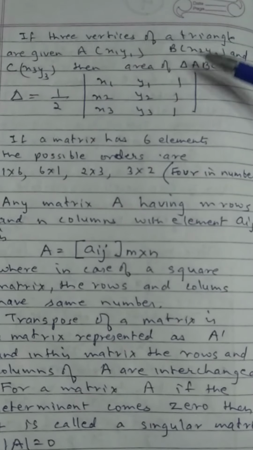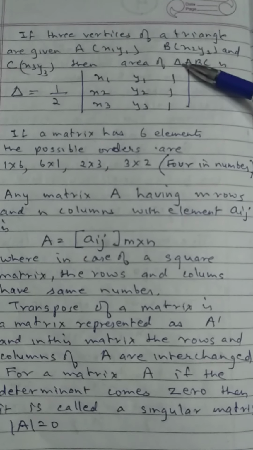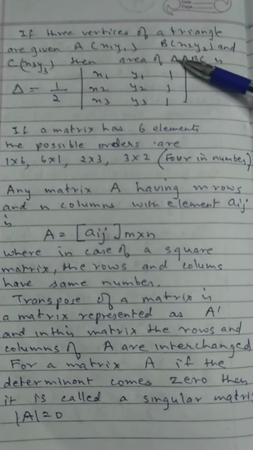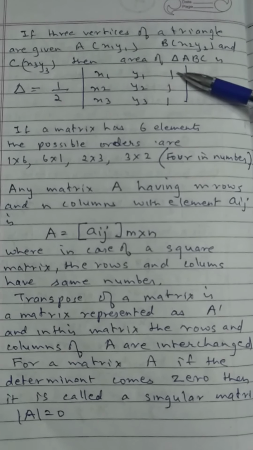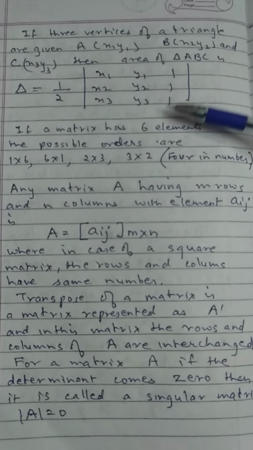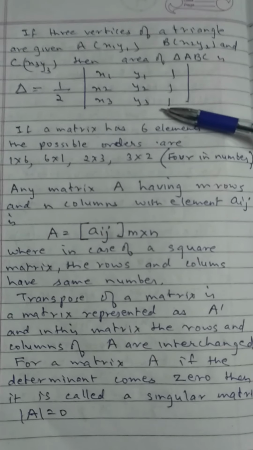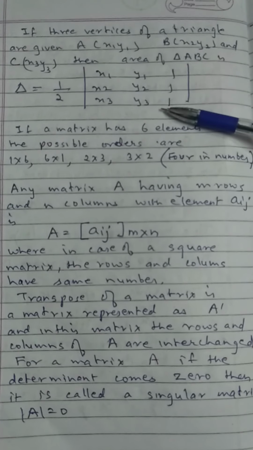Now the fourth thing is, if the 3 vertices of a triangle are given, A (x1, y1), B (x2, y2) and C (x3, y3), we can find out the area of the triangle as half times the determinant with rows x1, y1, 1; x2, y2, 1; x3, y3, 1.